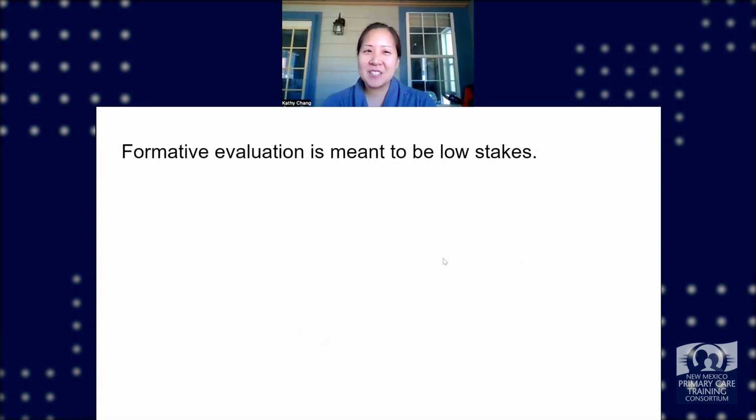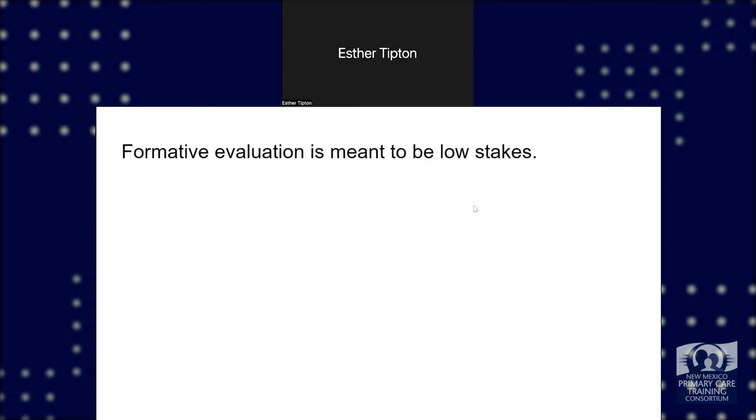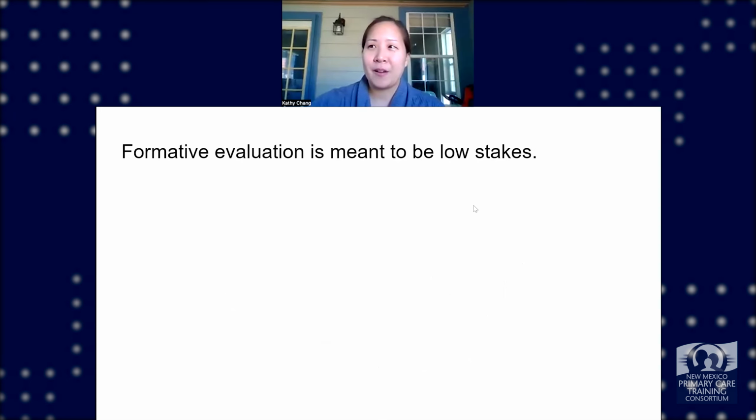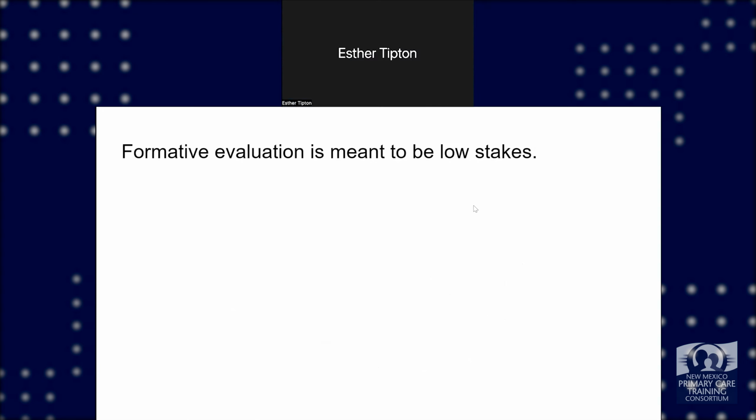So first things first, formative evaluation is meant to be low stakes. Have you heard of formative evaluation before? Yes. Okay. And when you're looking at formative evaluation, how do you perceive using that, or how have you used it? I feel like I'm the only one that's going to be answering here, so I appreciate it.